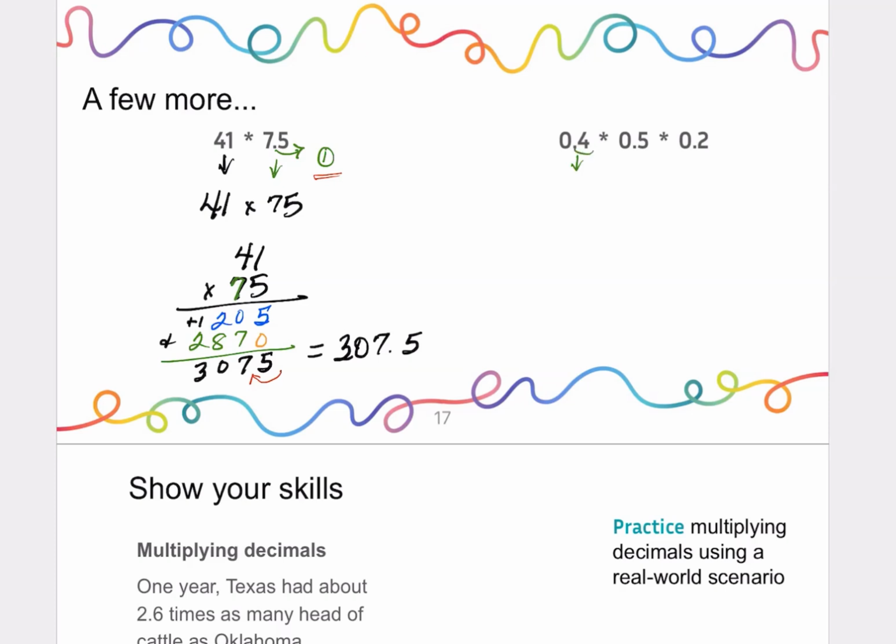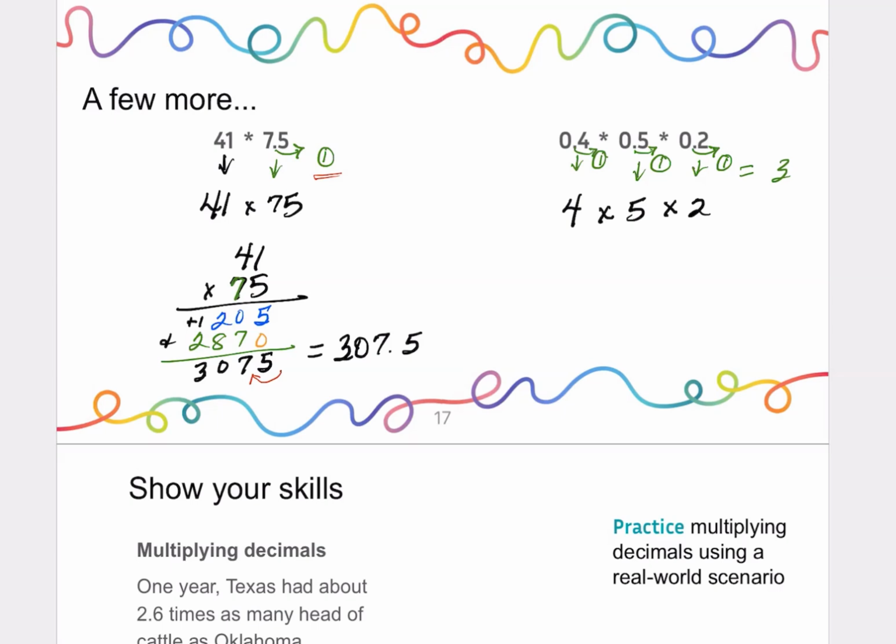0.4, that means we need to move that decimal out one space. 0.5, that means we need to move that decimal out as well, one space. And 0.2, we need to move that decimal out one space as well. That means we have moved these decimals 3 spaces in order for them to get out of all of the factors. That gives us a value of 4 times 5 times 2.